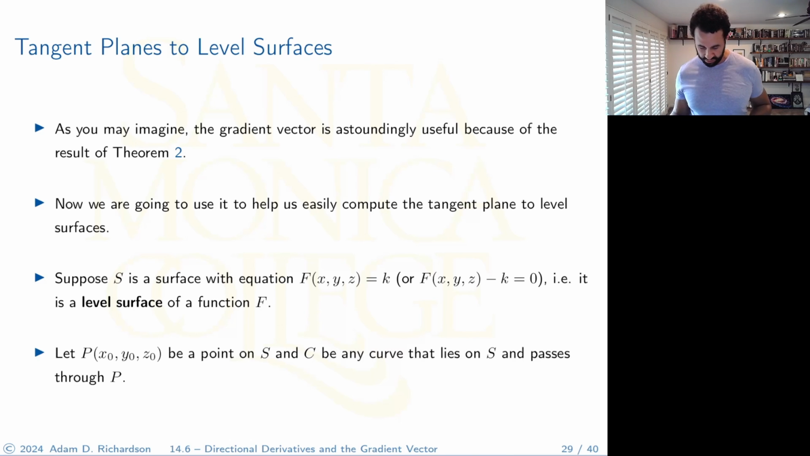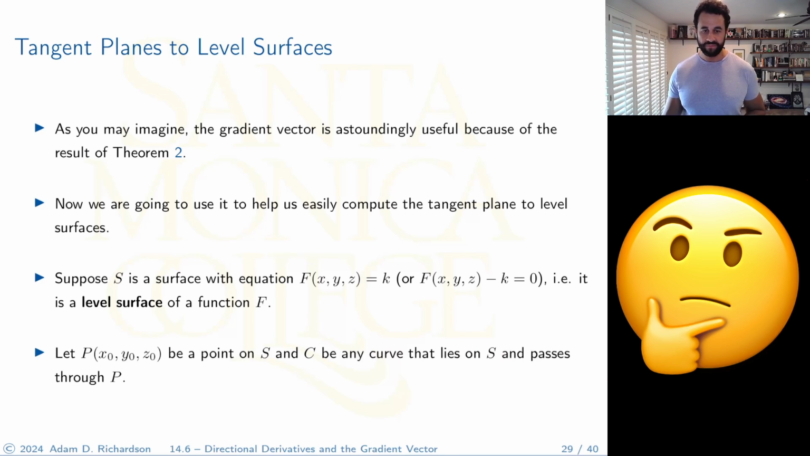Now what we want to do is find a tangent plane to that surface at a given point. So let P be a point on S, and let C be any curve that lies on S and passes through the point P. Before I show a different slide here, just ponder this for a minute. Try to visualize this in your head. So we've got a point P on our surface, and C is any curve that lies on the surface and passes through the point P, any curve at all.